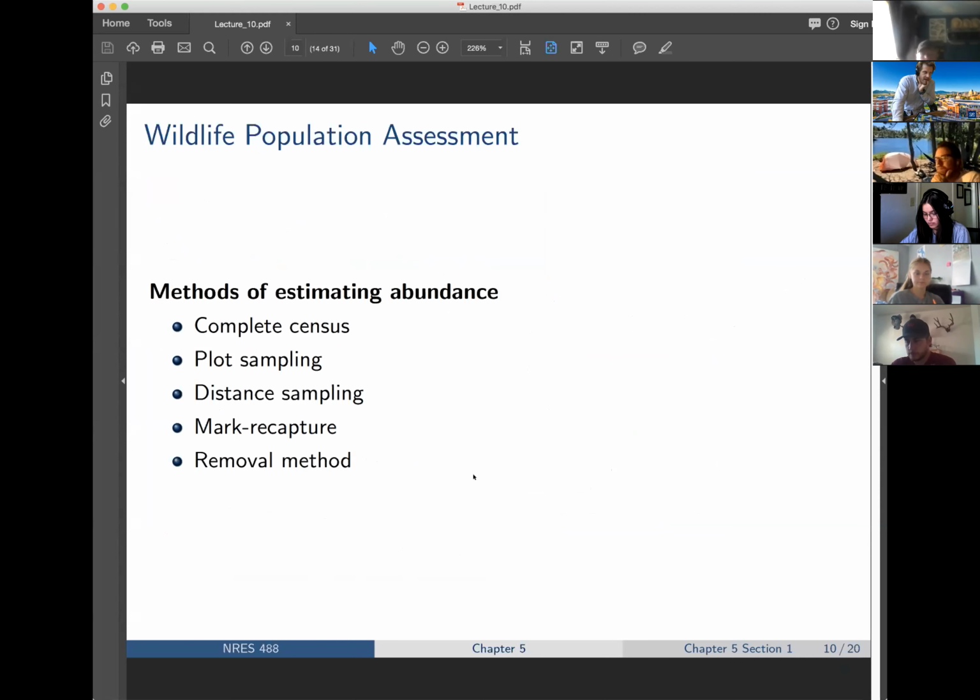All right, so that's how you do plot sampling. And similar to census in wildlife, rarely can we do plot sampling, mainly because of this issue of 1, detectability, and 2, movement. Animals move around from one site to the next.